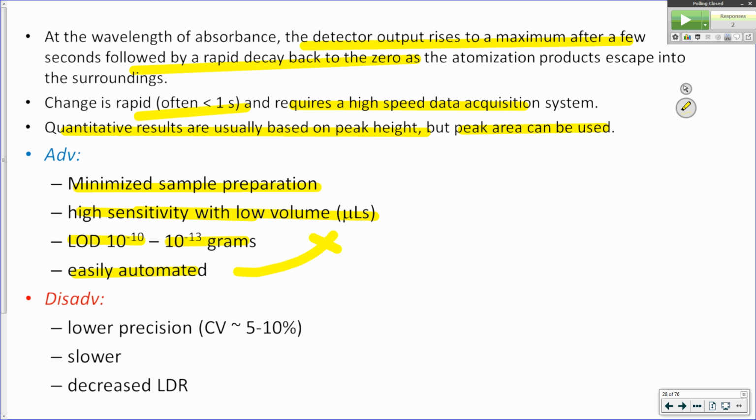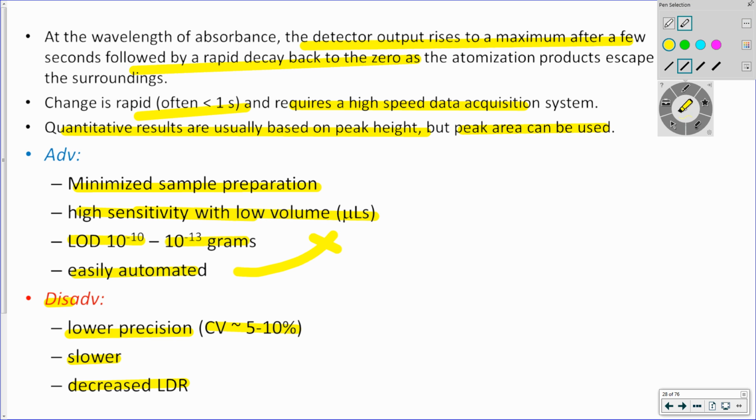Now, it doesn't have all good parts to it. Disadvantages are that the coefficient of variation is typically in the 5 to 10% area, where a flame is typically 1%. It's slower. On the flame, there are very few memory effects, so you can go from sample to sample in a matter of seconds. On this one, you've got to let it cool down, so an analysis takes a while. There's also a decreased linear dynamic range. Typically, you're limited to 1 order of magnitude.